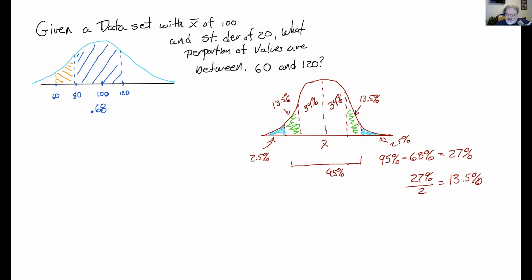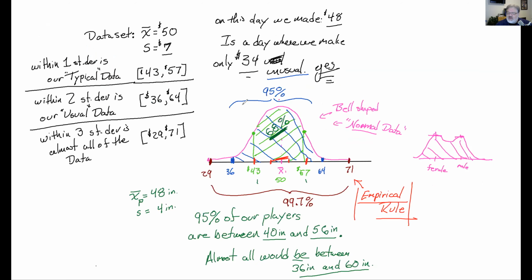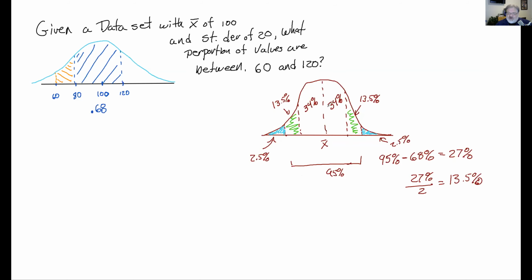Each section between 1 and 2 is 13.5%. And each section between the mean and 1 is 34%. This isn't what we call our empirical rule, but this is a consequence of our empirical rule. Our empirical rule is just the 68, 95, and 99.7, or almost 100. But as a consequence of that, we can break it up and look at these pieces. And it's going to be handy often for us to do that.